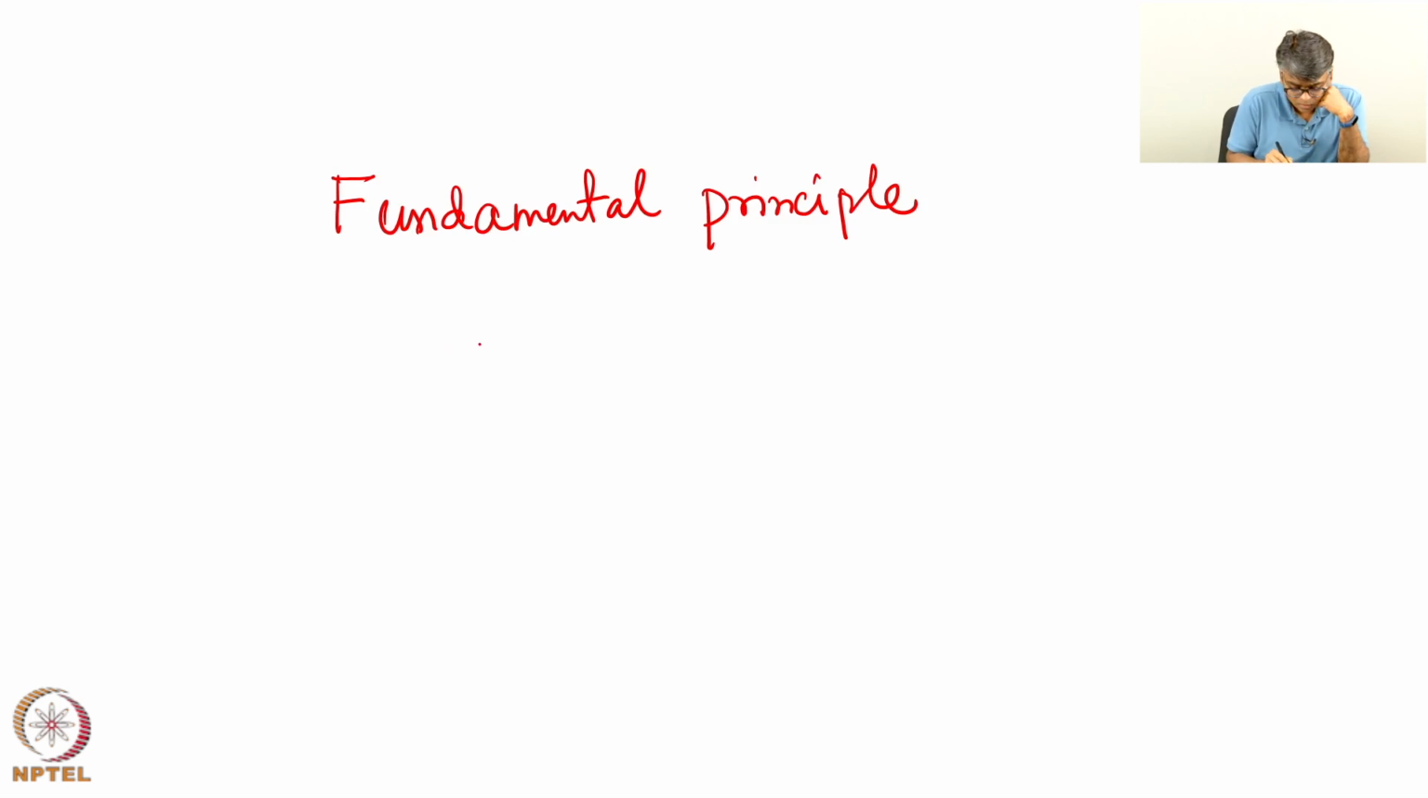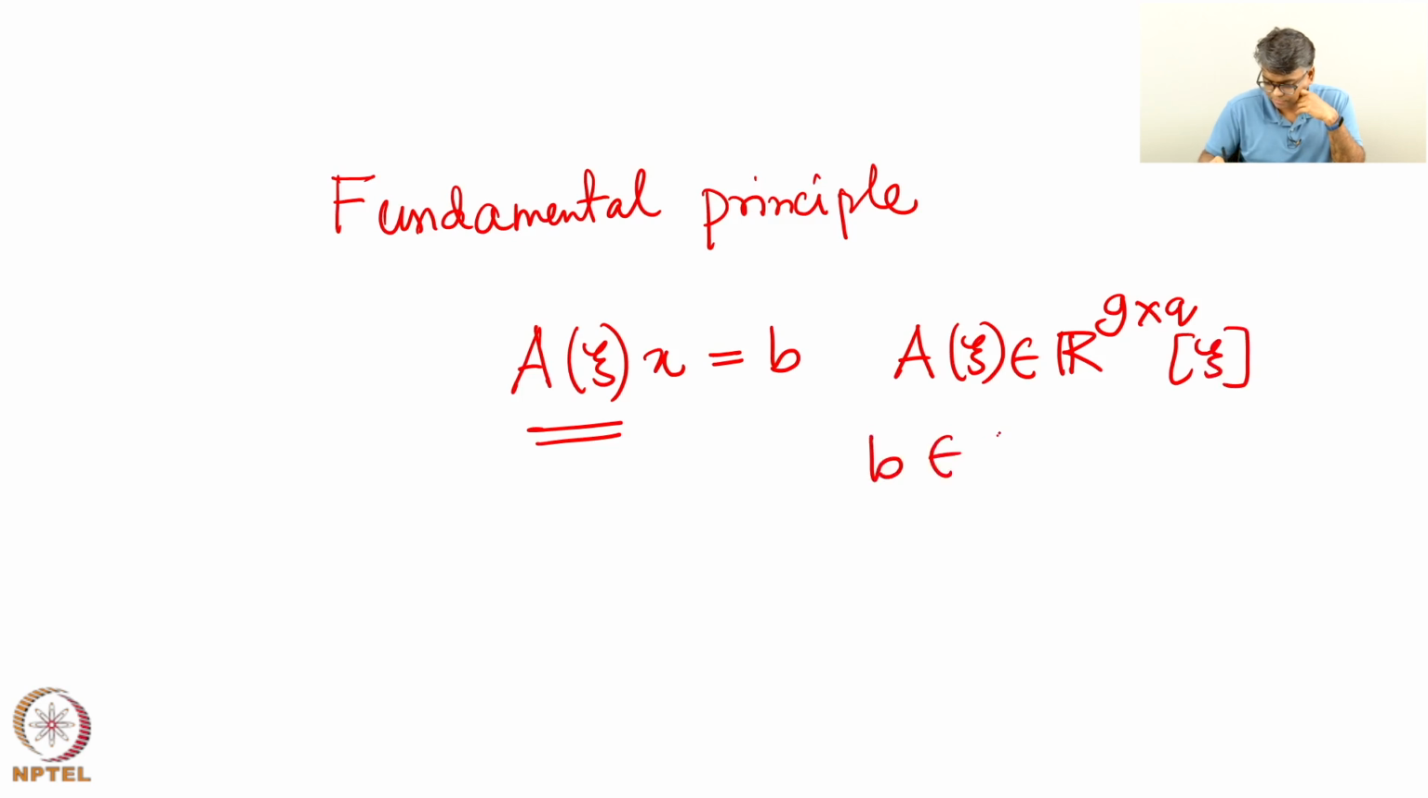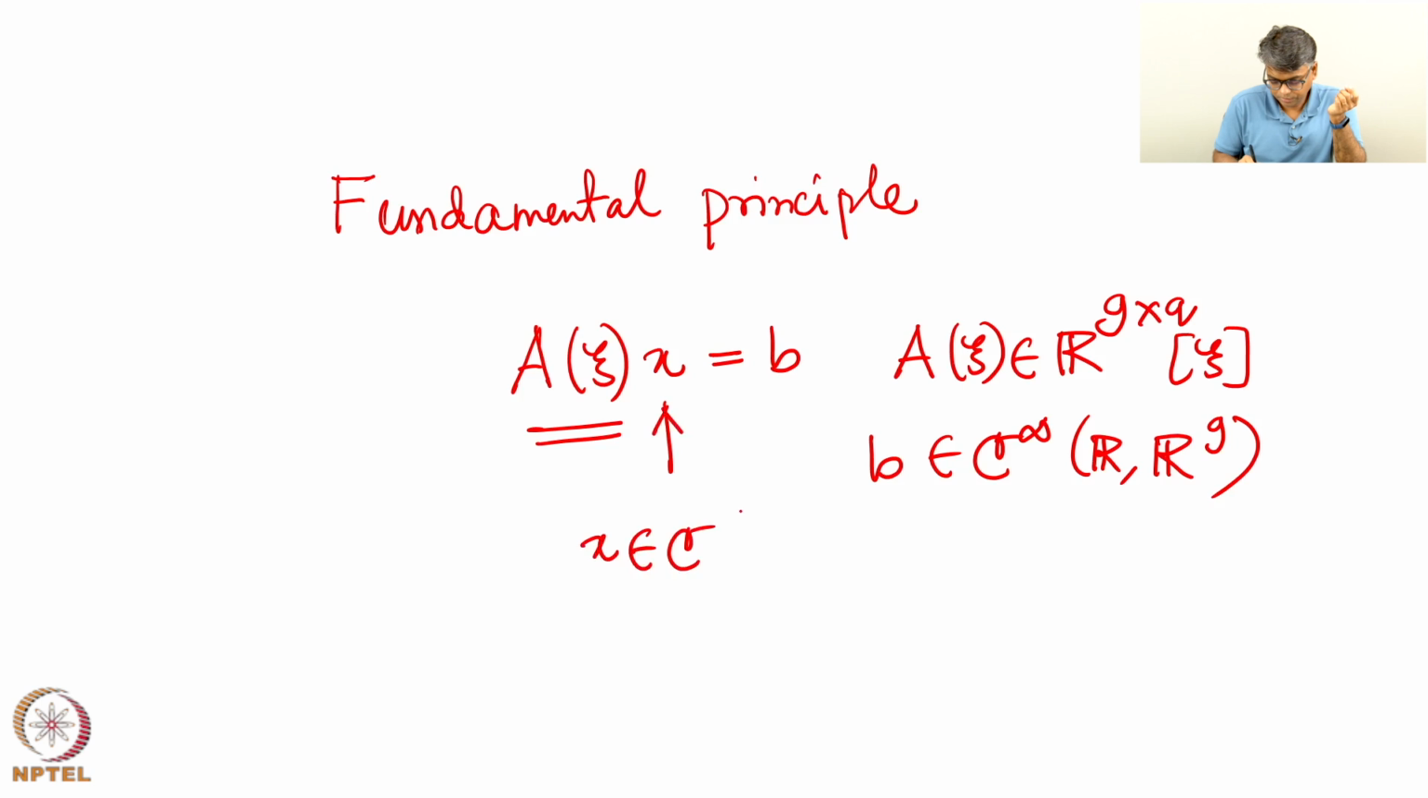What is that? I am looking for solutions to this equation, where R is a polynomial matrix, a polynomial differential operator in fact, of size G cross Q, and B is a given C infinity function. X is an unknown C infinity function. Does X exist for a given B and of course the given differential operator?